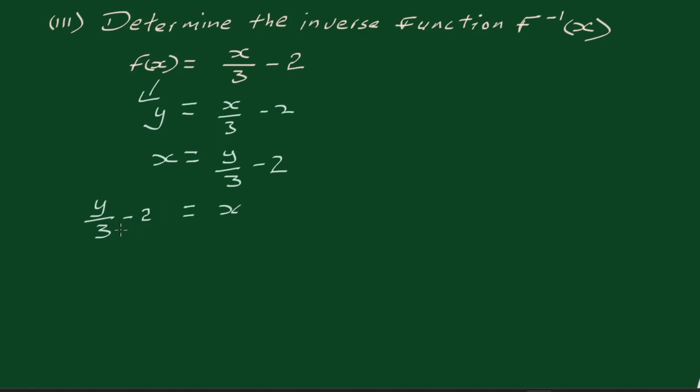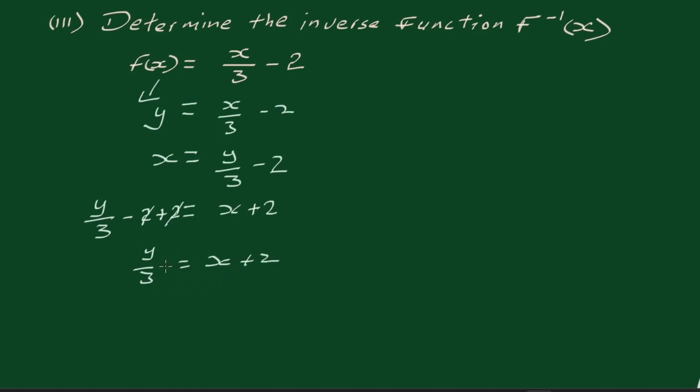So I'll get rid of the 2 and the 3. I'll start with the 2 first, which is negative 2. So I'll introduce its inverse, which is positive 2. That will eliminate the 2. And I have to do the same on the other side. So now that leaves me with y over 3 equals x plus 2.